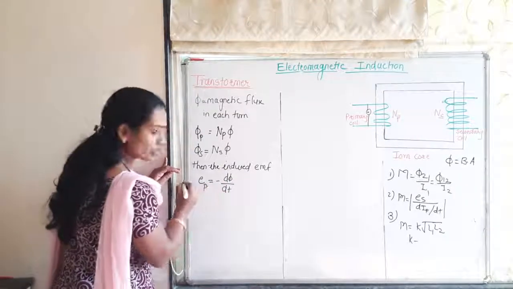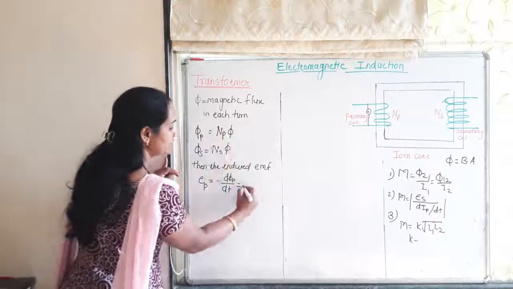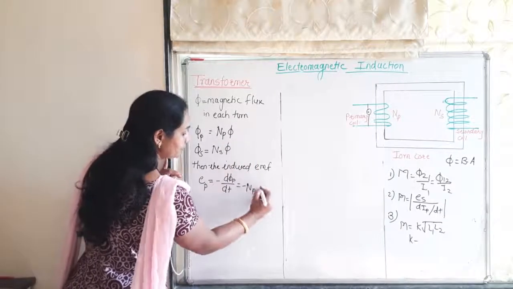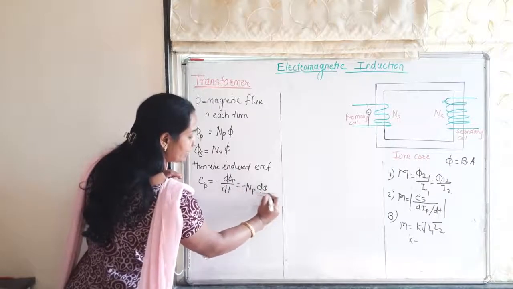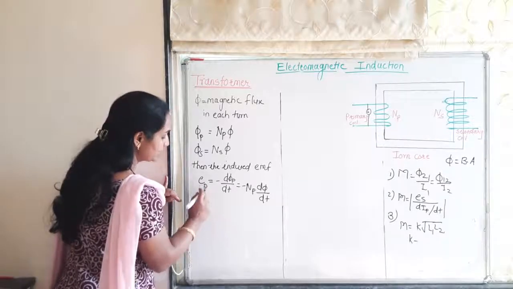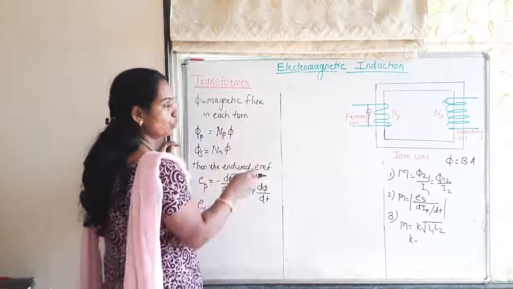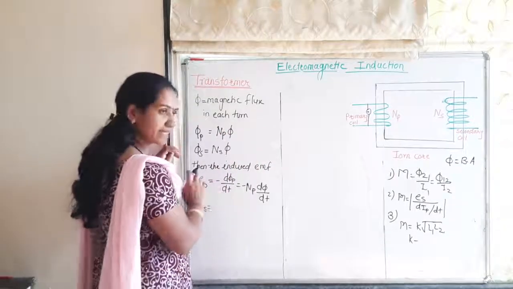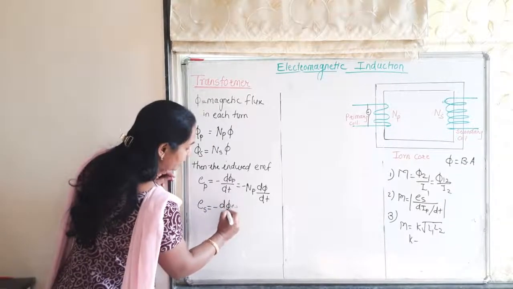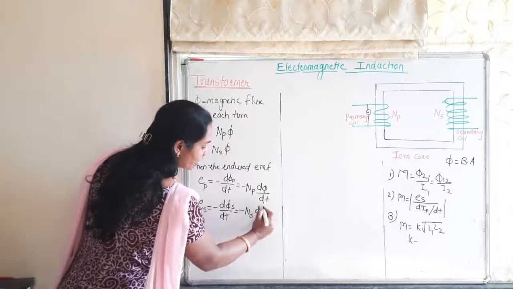Here we consider the primary coil, so P is there, and we know the formula for phi P, which is equal to Np into phi, so Ep is equal to minus Np d phi upon dt. Next, the induced EMF in the secondary coil. The flux produced is the same in both coils, so the flux is the same. Then Es is equal to minus d phi S upon dt, which means minus Ns d phi upon dt.